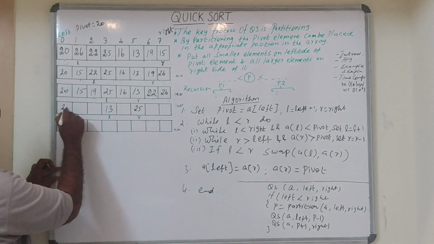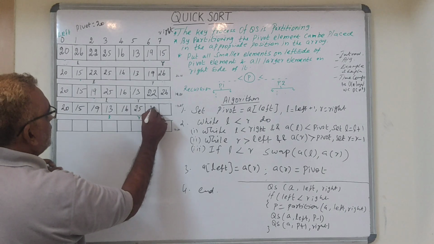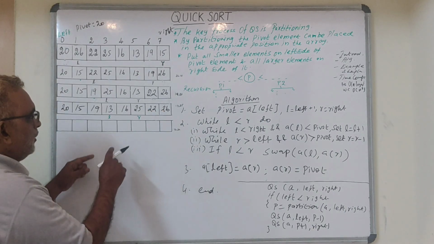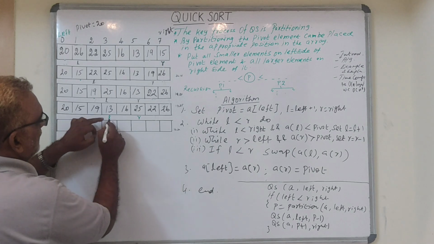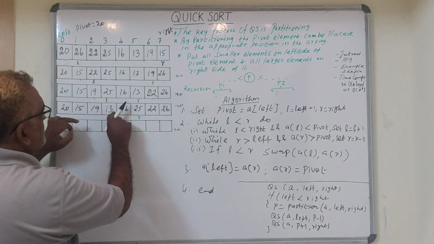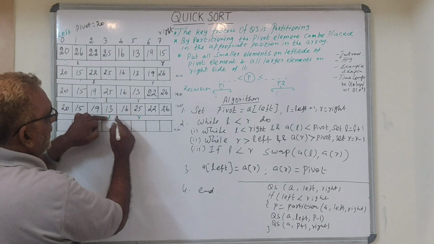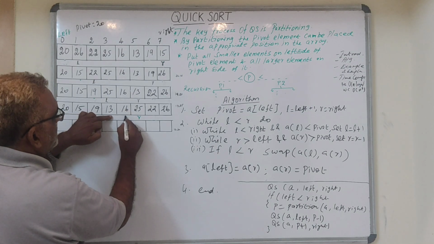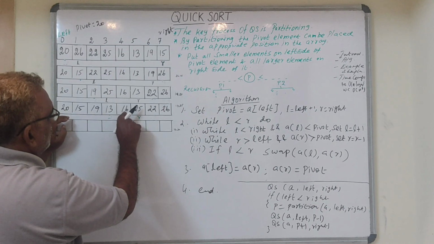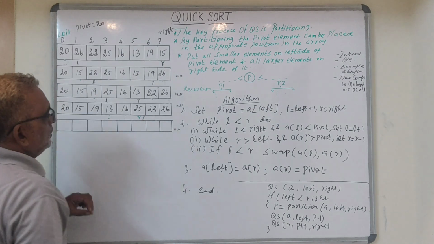So remaining other values are the same. This is 19 and this is 16, this is 22 and this is 26. Is it clear? Now the current position of L is here and R is here. Now check this value, is 13 greater than 20? No. Okay, increment the value. So L will come here. 16 greater than 20? No. So it is incremented, it will come here.